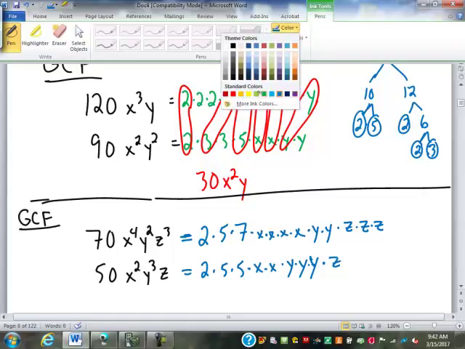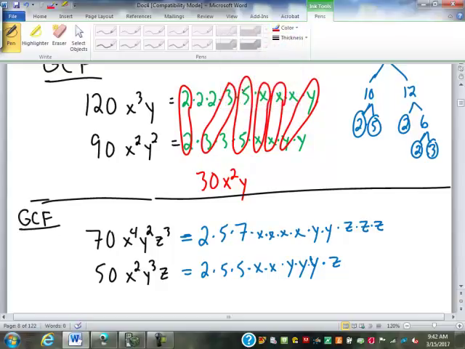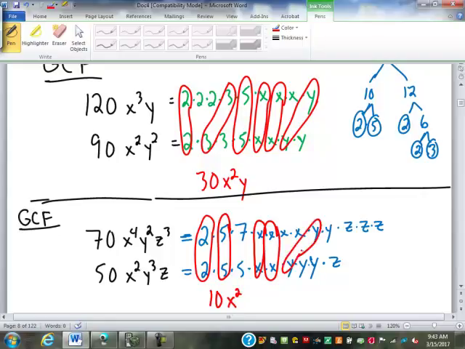So if we look at what they have in common, they have a 2. They have a 5. For the numbers, that's it. So what's 2 and 5 make? 10. For the variables, they've got an x and another x, and that's it for the x's. So that would be x squared. For y's, we've got 1 y and a second y. That would be y squared. And for z, just got 1, so it's just z.